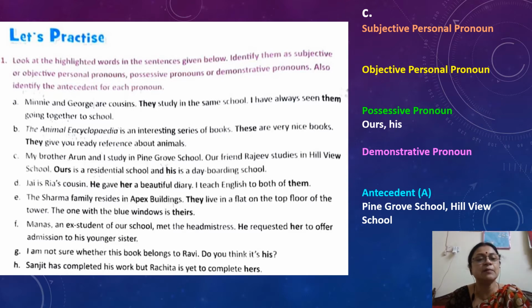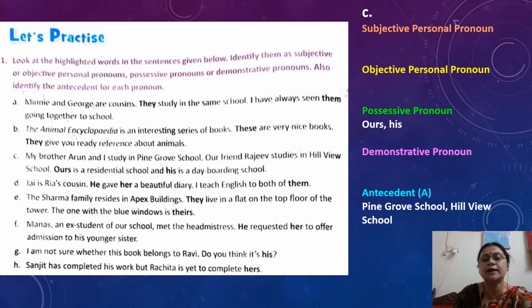Next, sentence number D. Jai is Ria's cousin. He gave her a beautiful diary. I teach English to both of them. Here, the highlighted pronouns are he, her, and them.